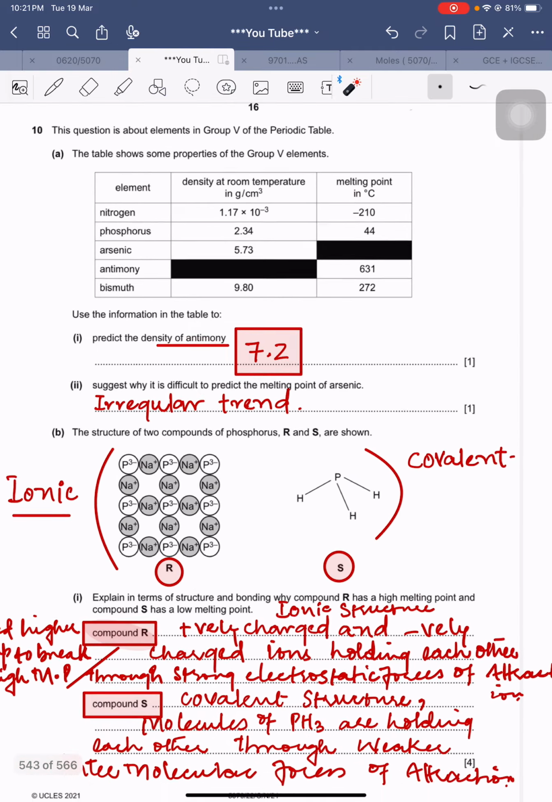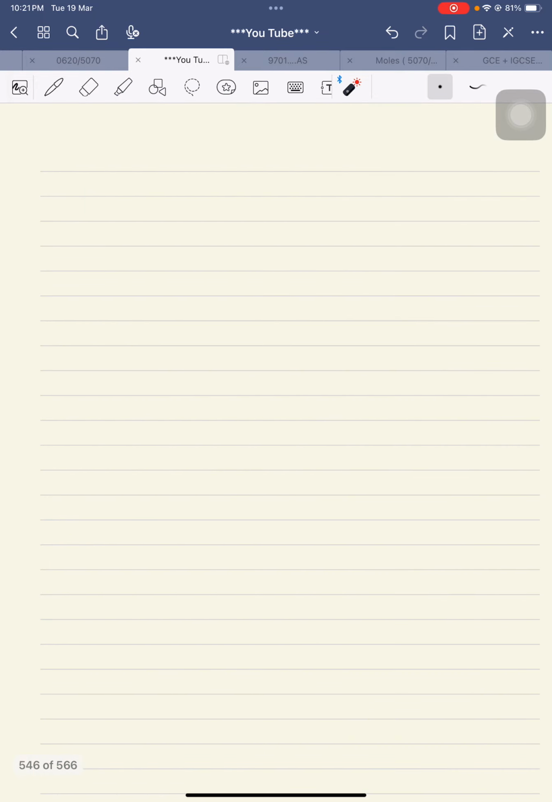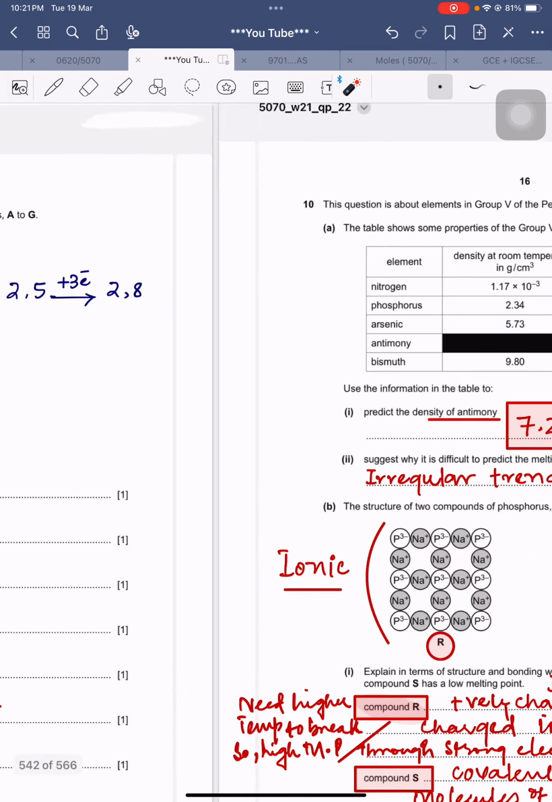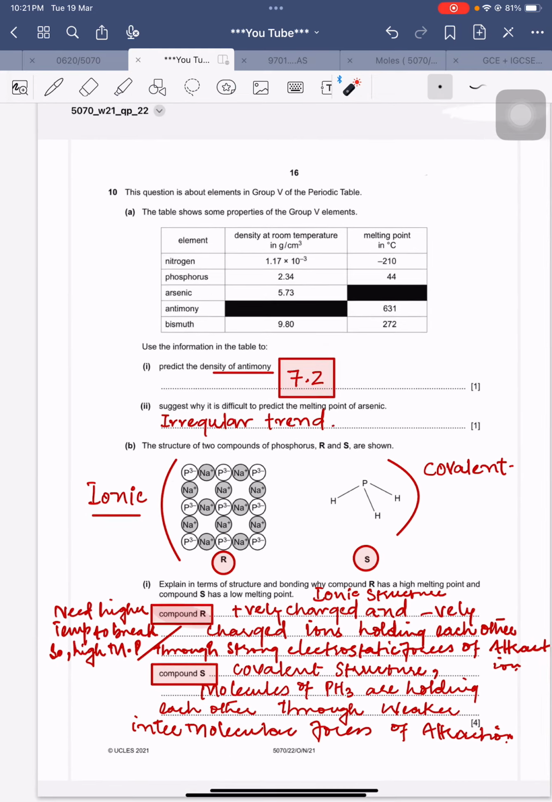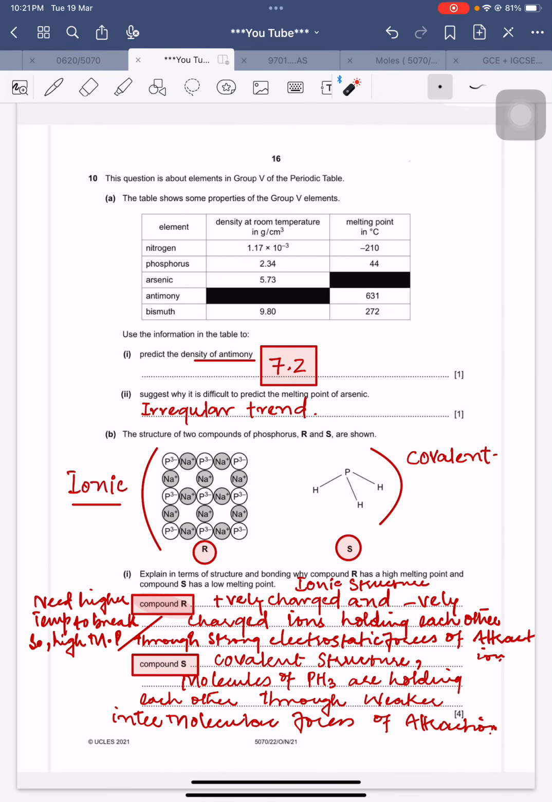Okay. Then there is another question, and there are 2 more questions which I have selected for you to practice. Okay guys, look at this question.